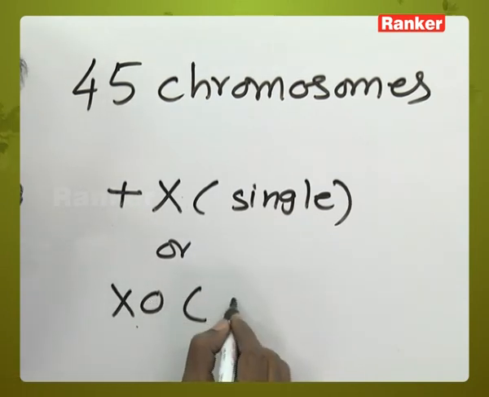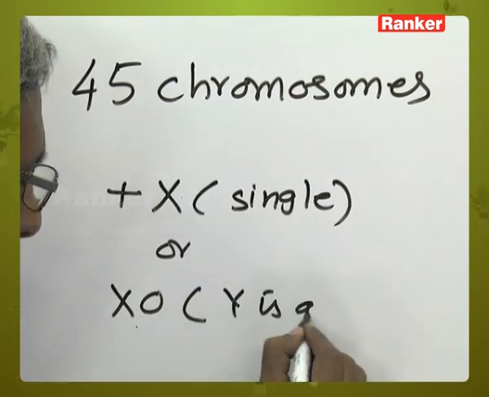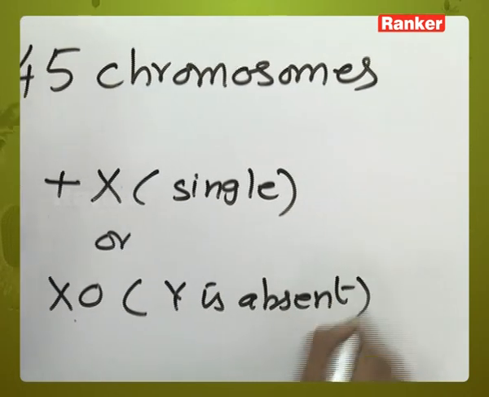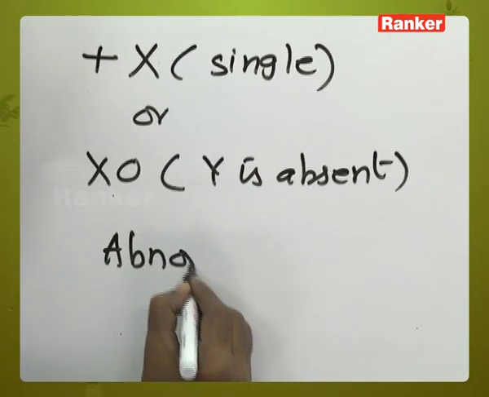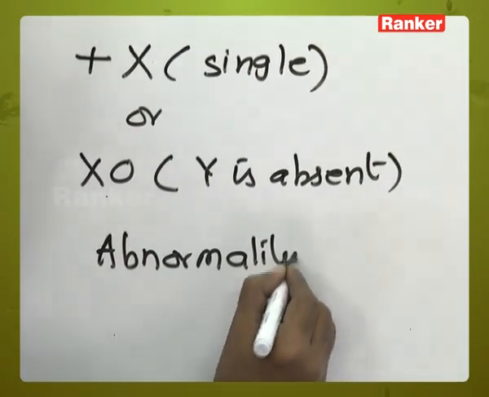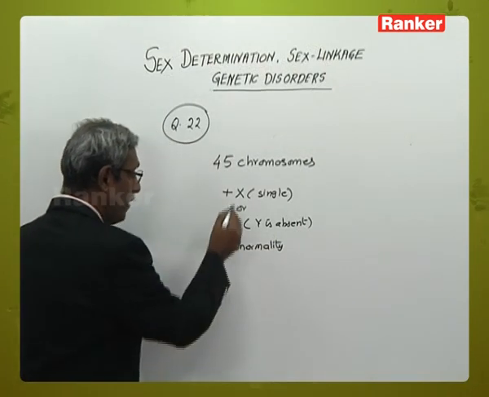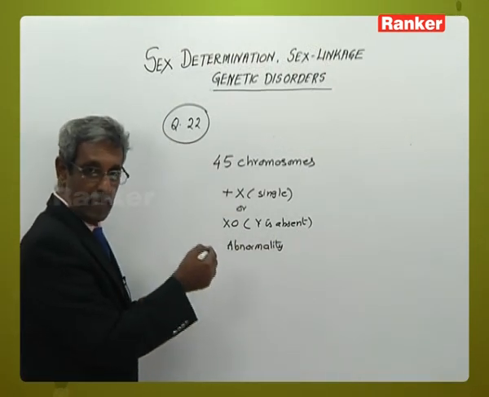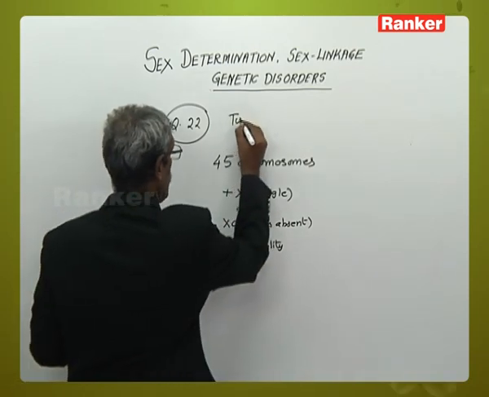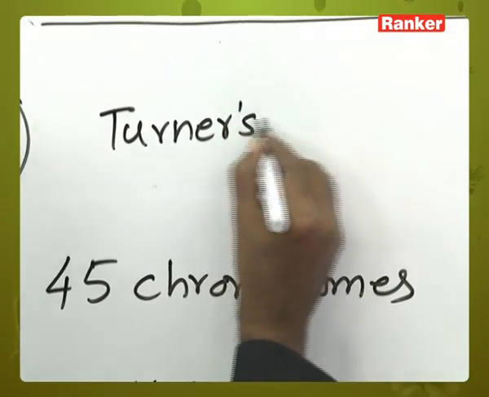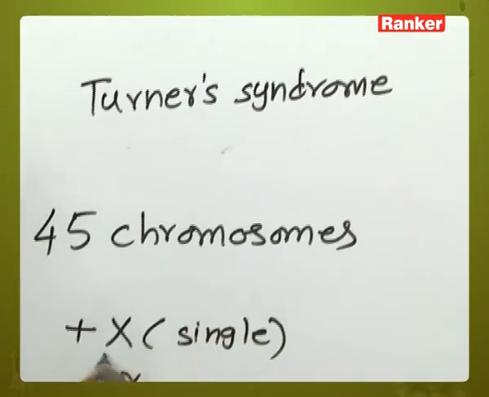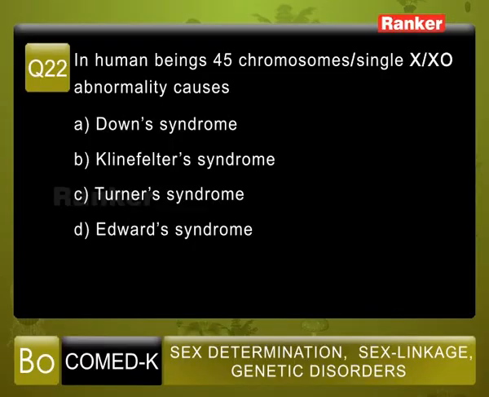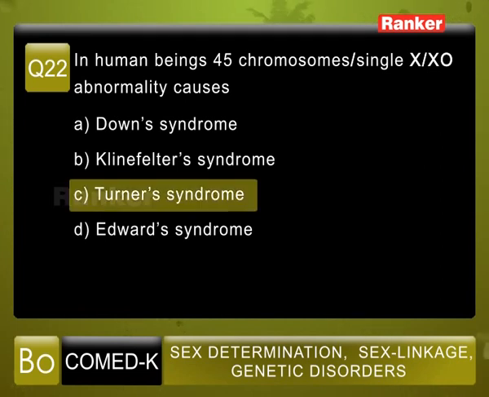When you say O, it means Y is absent. And this is an abnormality, because of the absence of a chromosome. Now, this is the case in Turner syndrome. Turner syndrome patients normally have an X or an XO. Hence, the correct answer for this is C. Answer is C.